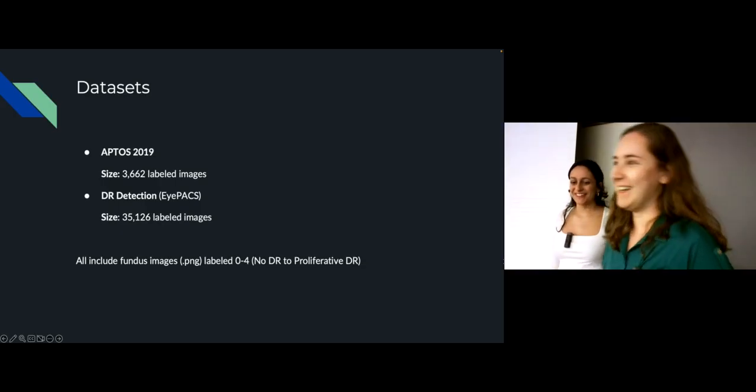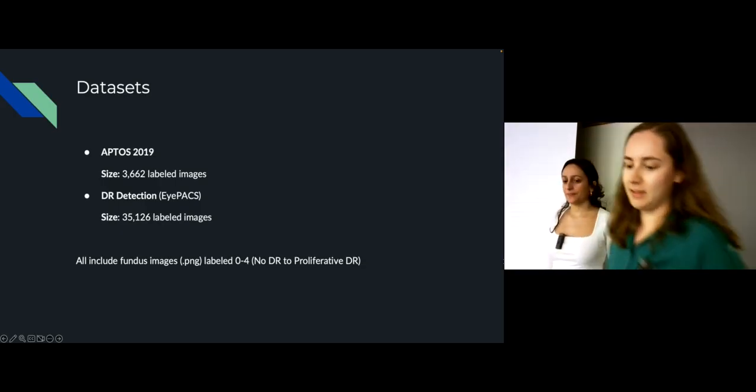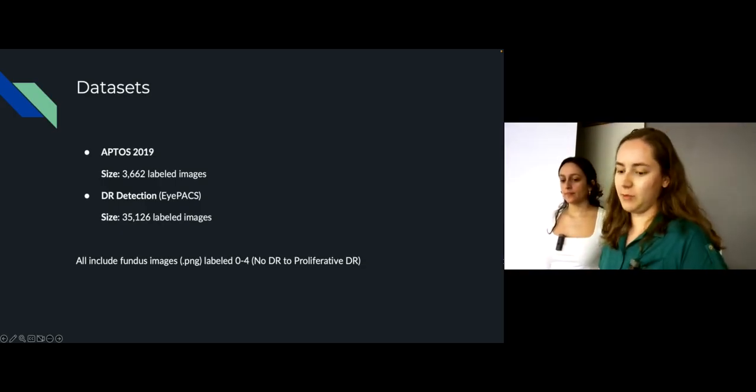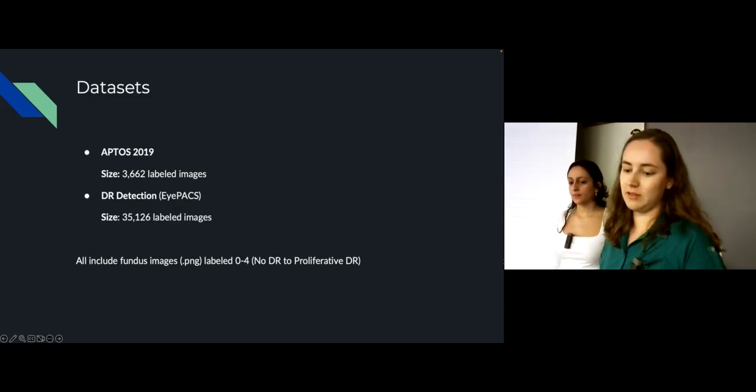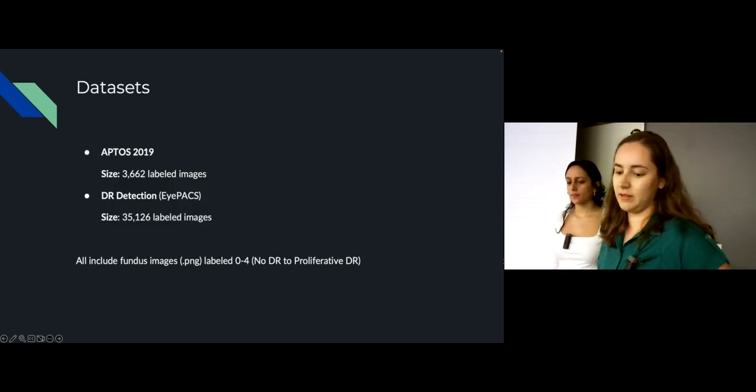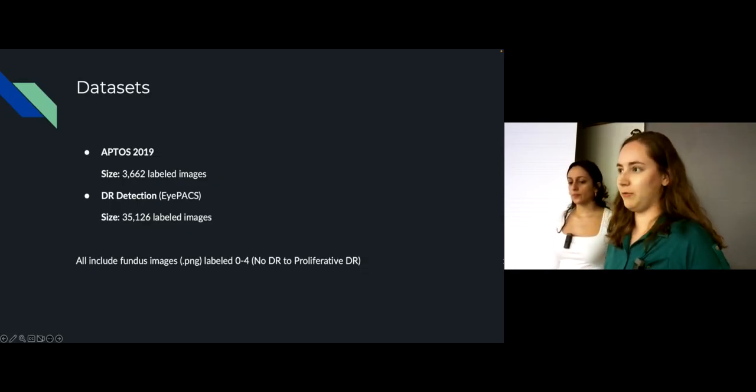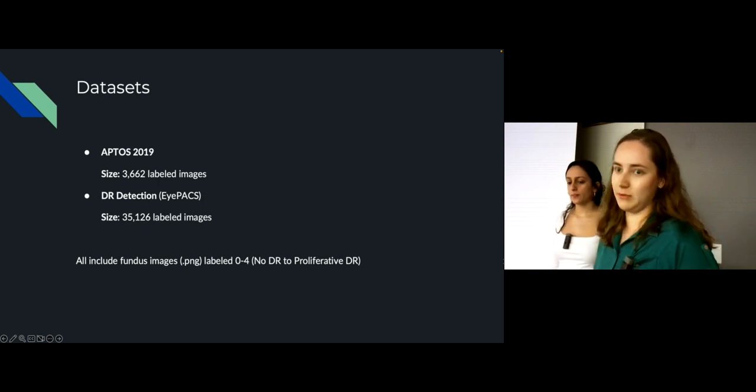There we go. The datasets we're using are the Aptos 2019, which has 3,662 labeled images, and the DR detection, or IDRiD, dataset, which has 35,126 labeled images. They all have fundus images, and they're labeled 0 to 4, from no DR to proliferative DR, the most severe.